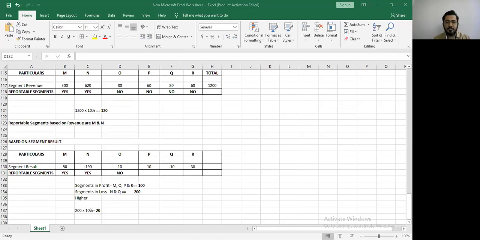Do you need separate disclosures for P? No separate disclosures needed. What about segment Q? Separate disclosures again are not required. Finally, what about segment R? Do you need separate disclosures for segment R?